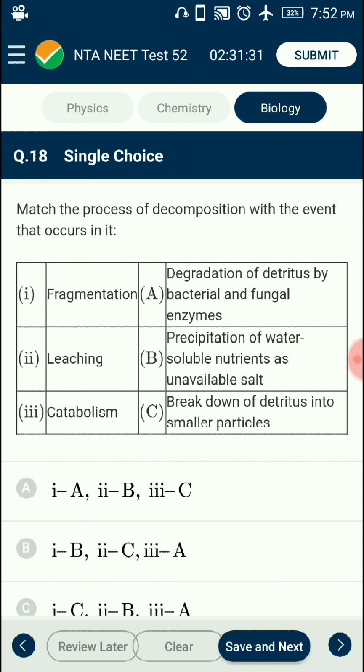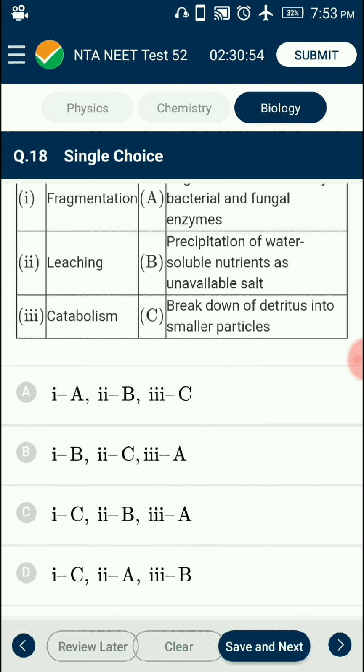Fragmentation, leaching, and catabolism are important steps of decomposition. Fragmentation is the process of breakdown of detritus, consisting of remains of dead plants and animals, into small particles by detritivores like earthworms. The water-soluble inorganic nutrients obtained from the process of decomposition get precipitated as unavailable salts. This process is known as leaching. Degradation of detritus into simpler inorganic substances by bacterial and fungal enzymes is called catabolism. So the correctly matching option is option C.